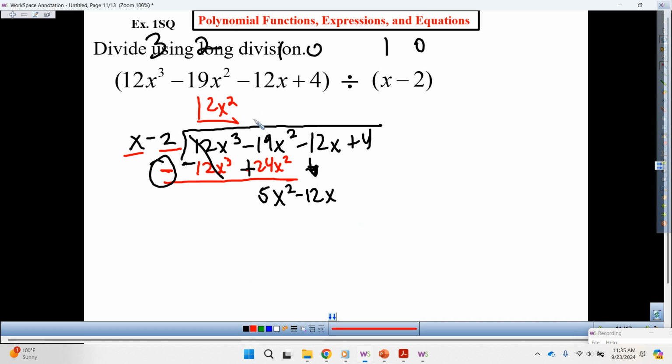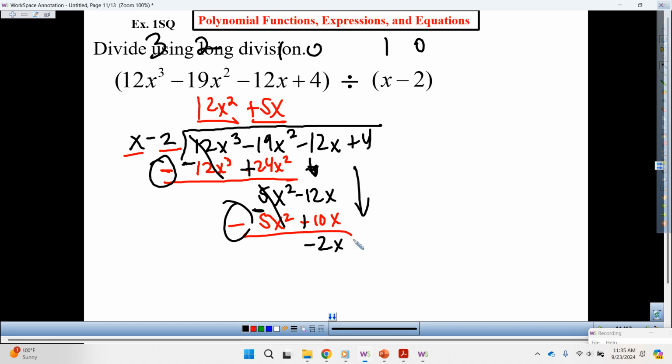Next, what number times x gives us 5x squared? Positive 5x. 5x times x, 5x squared. 5x times negative 2 is negative 10x. Subtract. Circle this. Distribute here and here. So that cancels. Negative 12 plus 10, that's negative 2x. Bring down the positive 4.